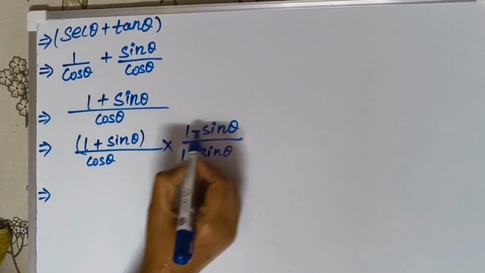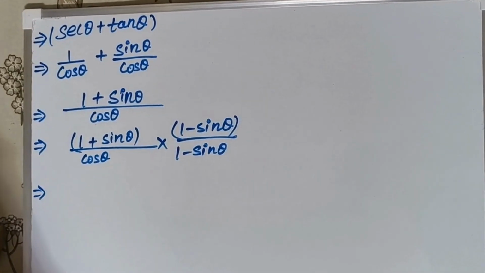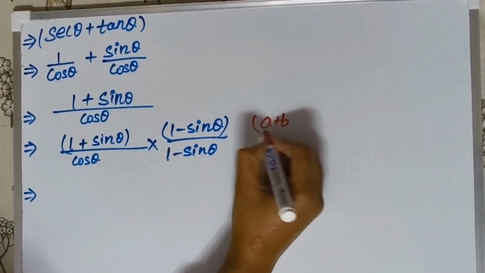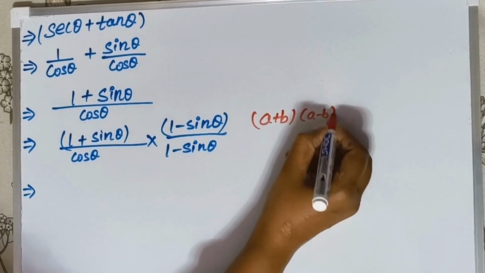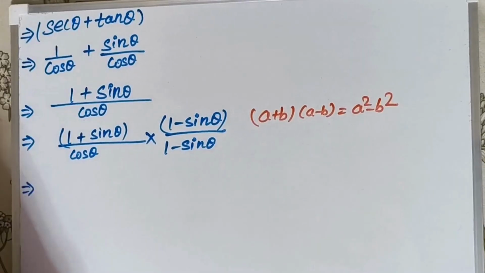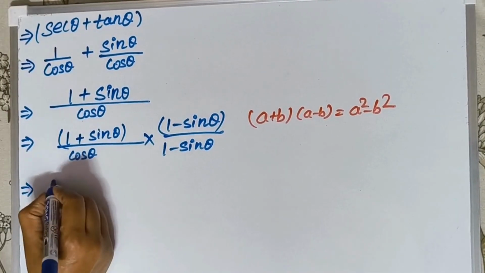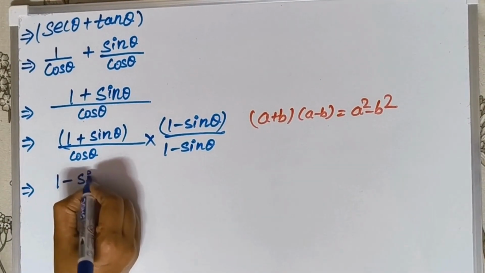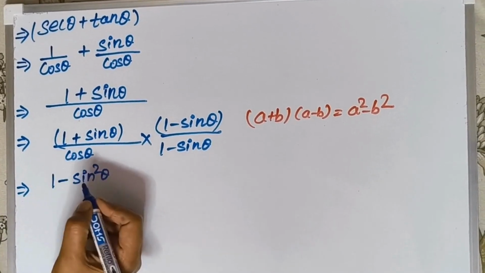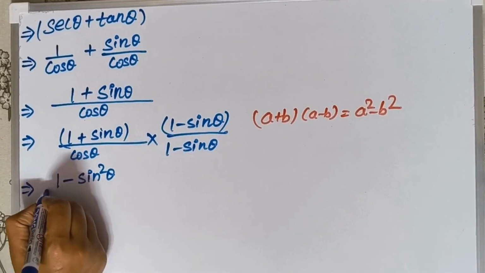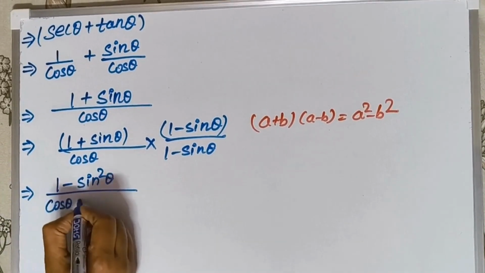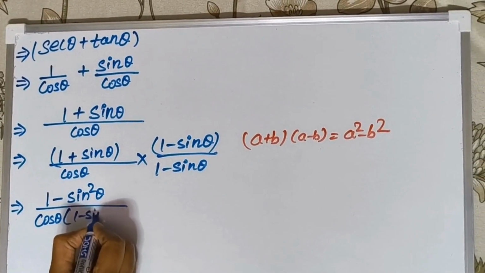Here again you can notice 1 plus sin theta and 1 minus sin theta. It is the formula of a plus b into a minus b, which gives a square minus b square. So here what will we get? 1 minus sin square theta. You can say 1 square, but the value of 1 square is also 1, that's why we are not writing 1 square. 1 minus sin square theta by cos theta into 1 minus sin theta.